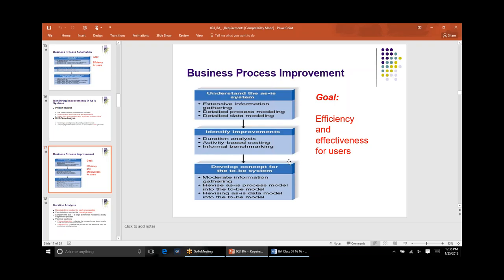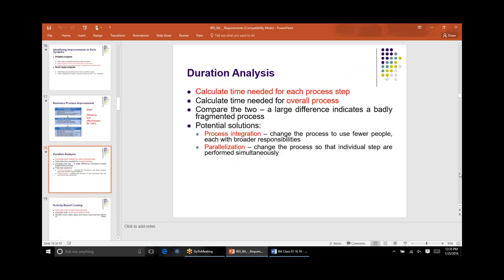Then develop the concept for the to-be state, for the future state. What do we want to do in the future state, what will the future state look like, what is our goal for the future state, what are our expectations for the future state. We'll talk about that as well. So we have the current state, and we also have the future state, and we identify them in this fashion. And that is the goal of business process improvement.